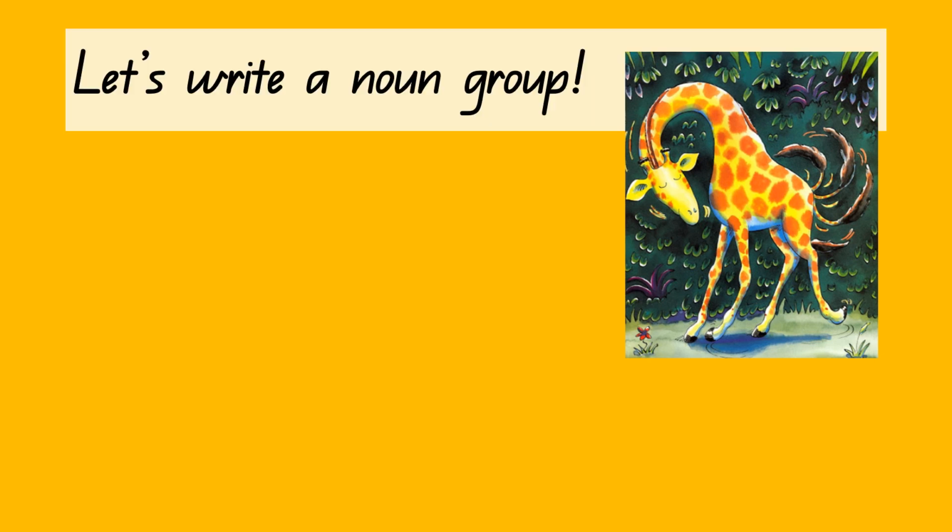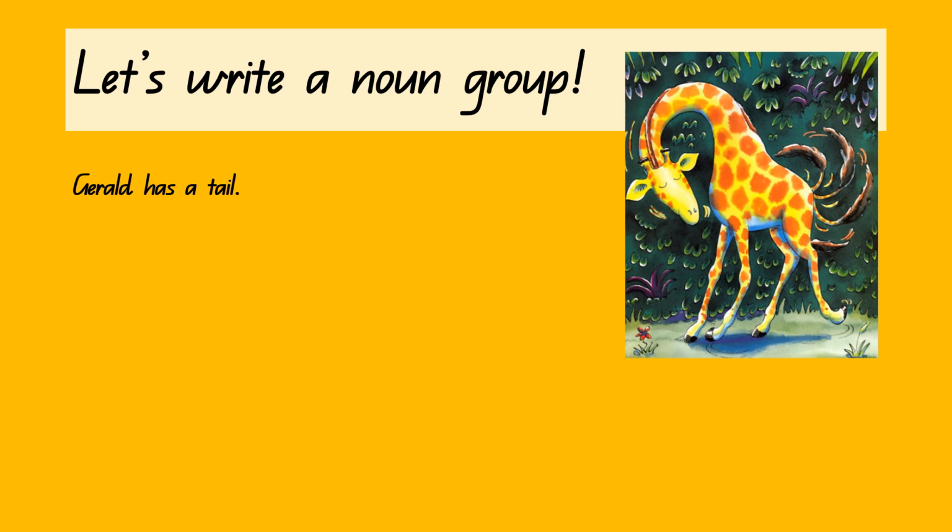Now let's write a noun group together. I have chosen one of Gerald's features. I have chosen Gerald's tail. And I have written a noun group sentence about Gerald's tail. My sentence says, Gerald has a tail. That's a bit boring. I need to think of some interesting words to make my sentence better.